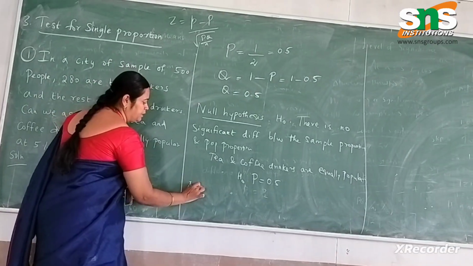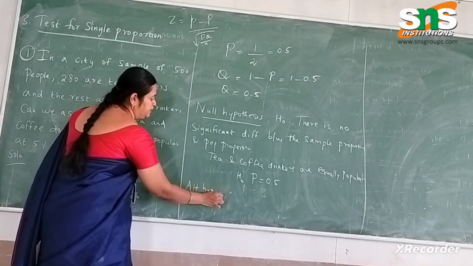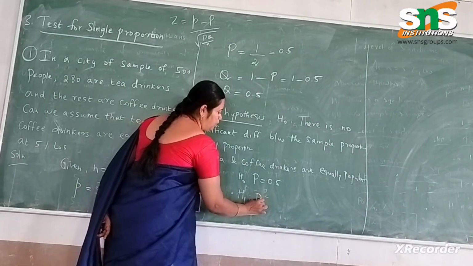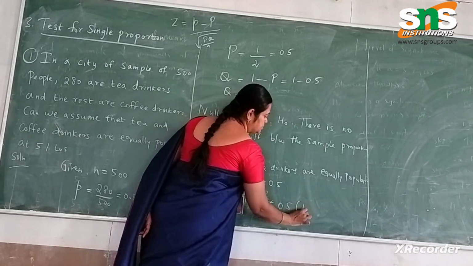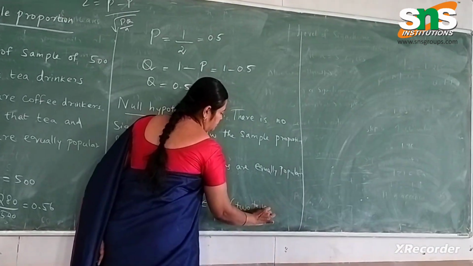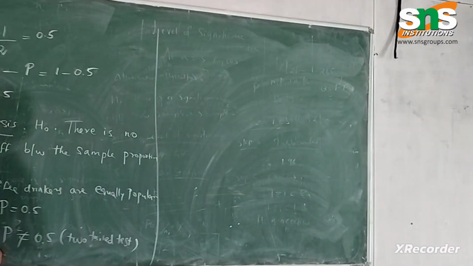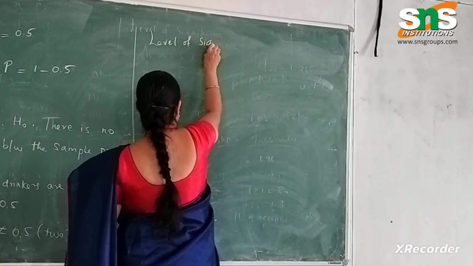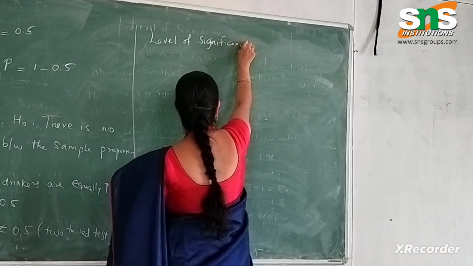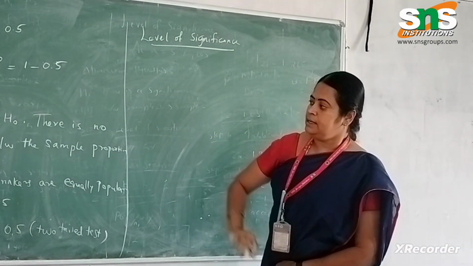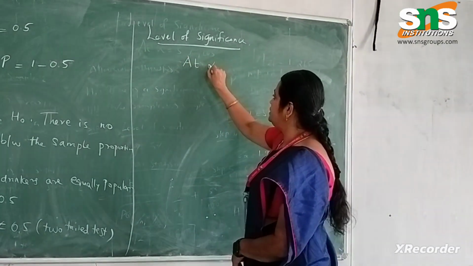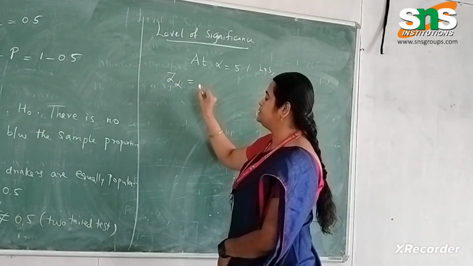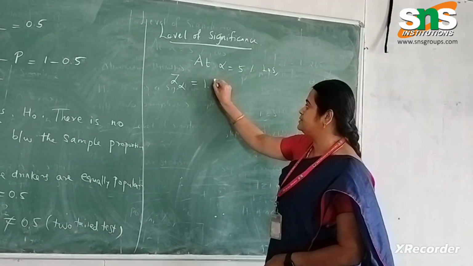Then the next one, the alternative hypothesis. Here we are taking that tea and coffee drinkers are not equally popular. That is H1: P not equal to 0.5. So this is a two-tailed test. Next you have to write the level of significance. In our question, the level of significance is given as 5%, so alpha equal to 5%. We know the value of Z alpha, is it not? The Z alpha value is 1.96.